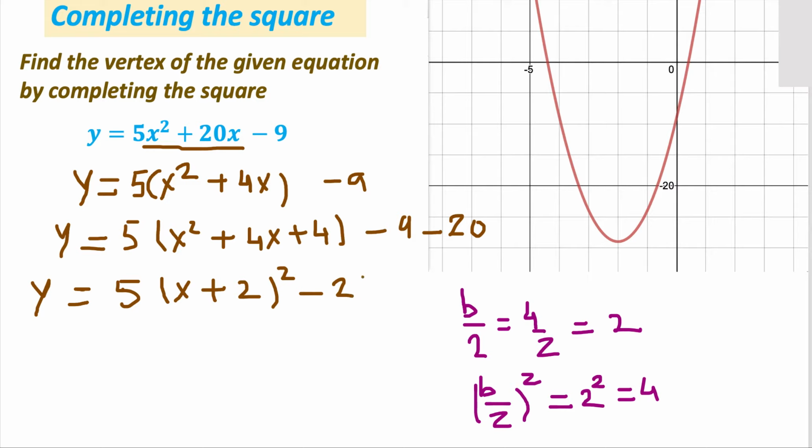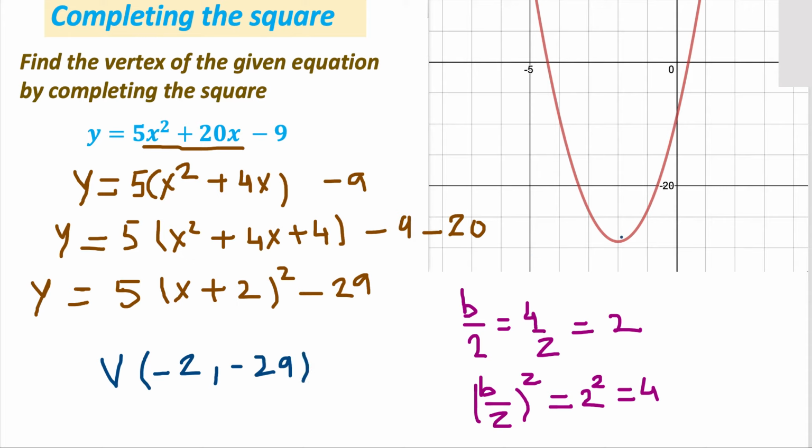So we have now the quadratic equation in the vertex form. And to find the vertex here, we already know, we can take h and k. But h is a minus 2 here. Minus 2. And k is minus 29. So we already found the vertex.